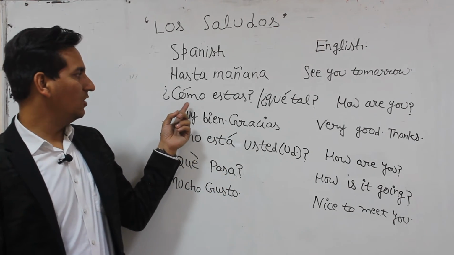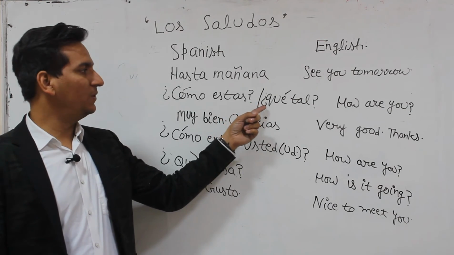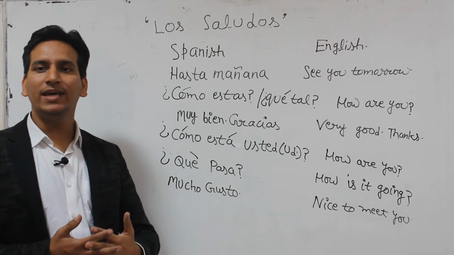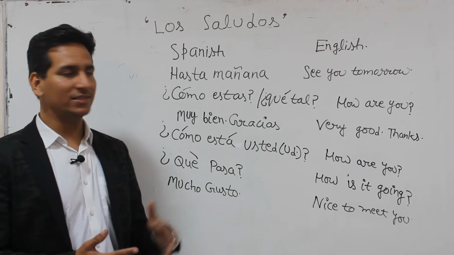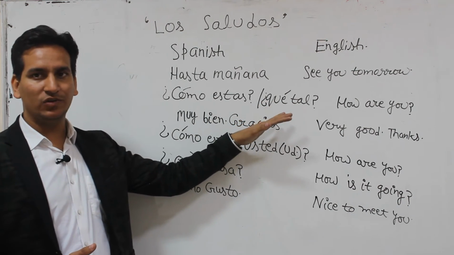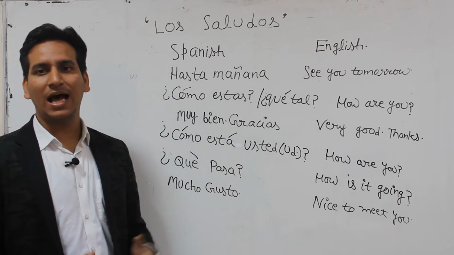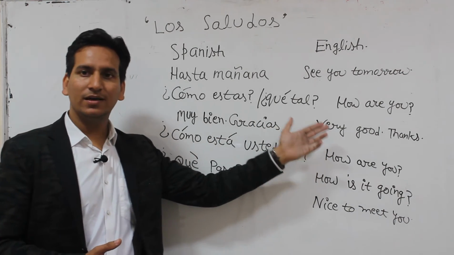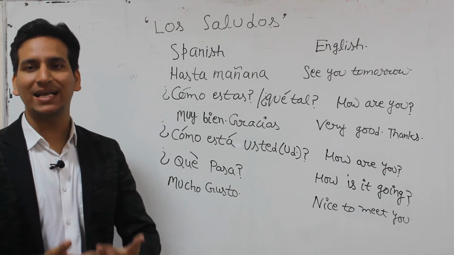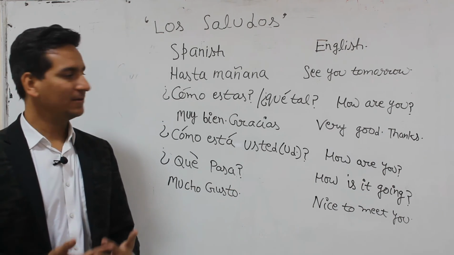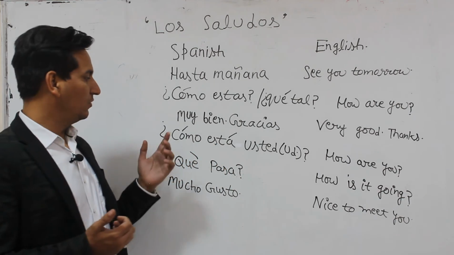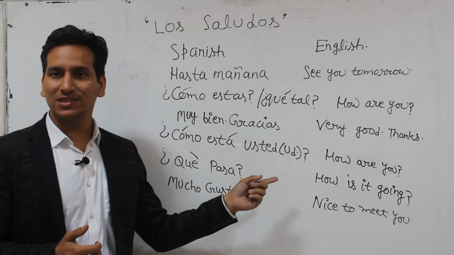In Spanish it is ¿cómo estás? Or ¿qué tal? Remember in Spanish whenever we ask questions we have question marks in the beginning and at the end of the sentence always. So we have two expressions for how are you: ¿cómo estás? And ¿qué tal? Next is very good, thanks. Answer of the question. In Spanish we say muy bien, gracias.